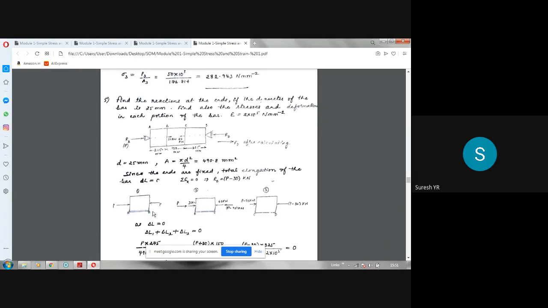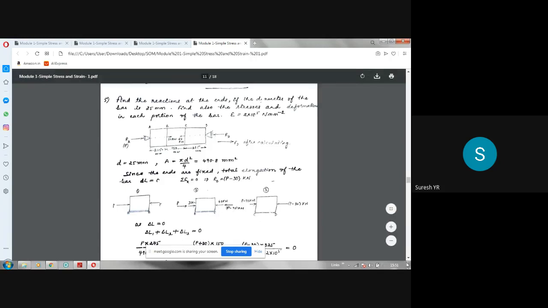Now to balance this P, we have to take another P in the opposite direction here. To balance this P minus 30, I have to take another P minus 30 in the opposite direction. Now let us see what happens to this. This becomes 30 plus P because both are acting in the same direction. This becomes 60 plus P minus 30. That means there is also 30 plus P. That means all the three are subjected to compression here.